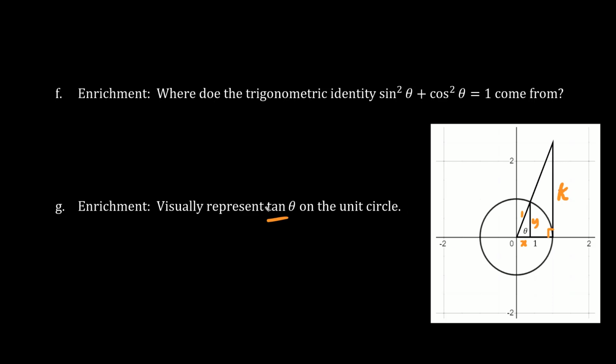We know that from SOHCAHTOA, tan theta is opposite over adjacent. Focusing on the larger triangle, this here is a similar triangle, we have k opposite over adjacent, which is the radius, 1. So what is k? Anything divided by 1 is itself. K is tan theta. So the visual meaning of tan theta is this height generated by the tangent line to the circle.